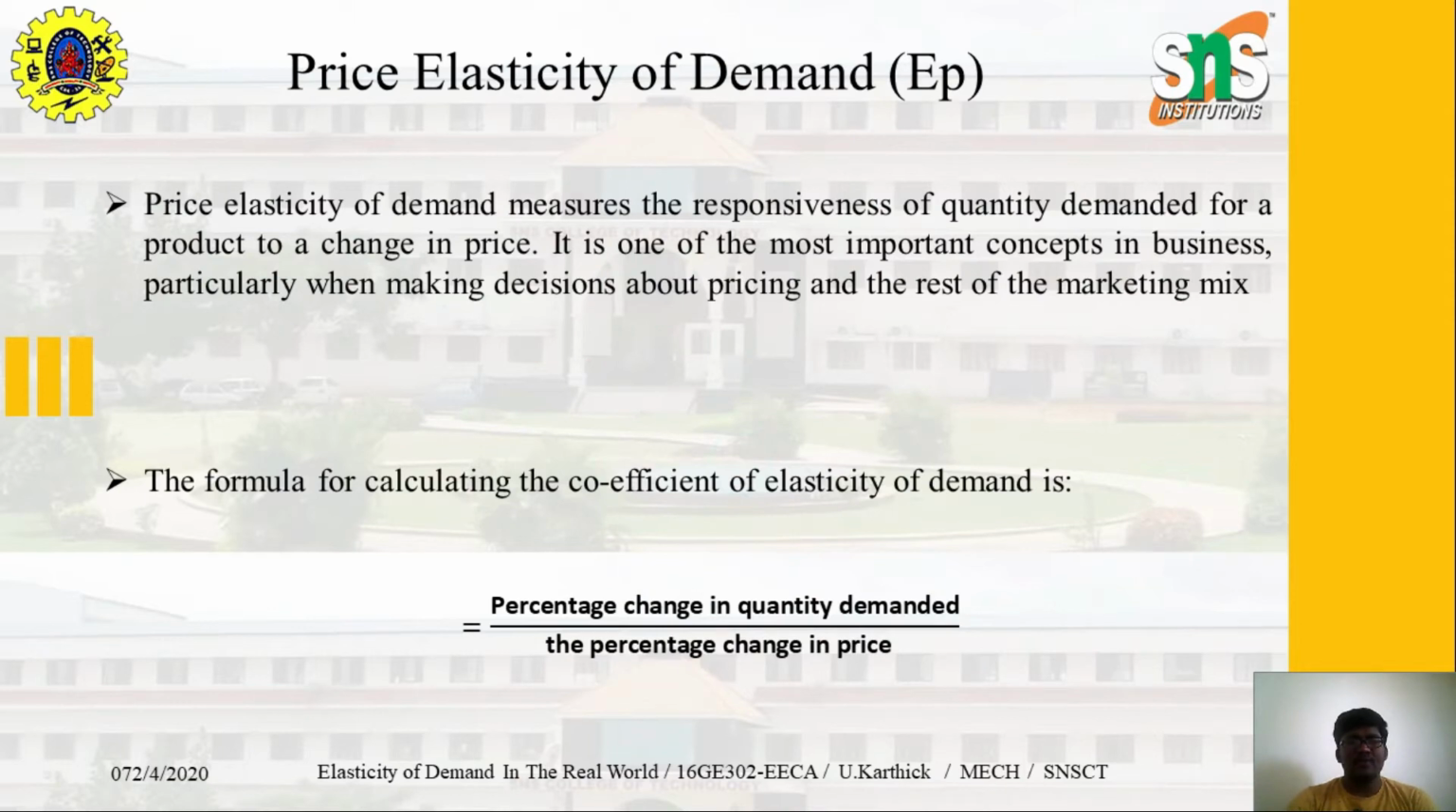First we will see the definition of elasticity of demand. Price elasticity of demand measures the responsiveness of the quantity demanded for a product to a change in price. For calculating the coefficient of elasticity of demand, it is the percentage change in the quantity demanded divided by the percentage change in the price. So that is the formula. Based on that we will compare the price for the short run and long run.